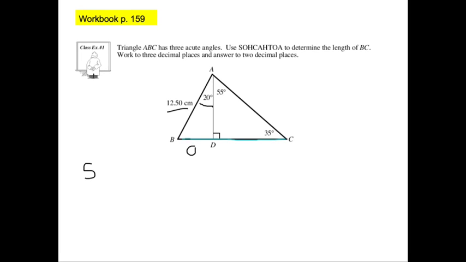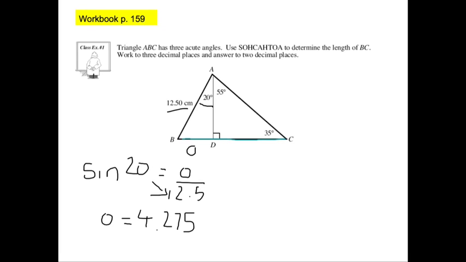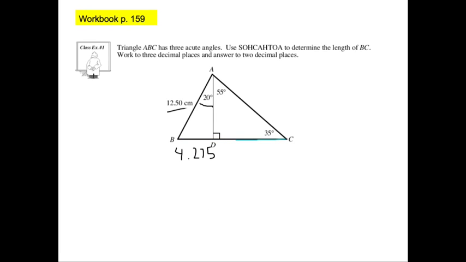So it's going to be sine 20 is equal to your opposite over your hypotenuse, which is 12.5. And when you multiply this together, you'll find that opposite is going to be 4.275, and that's BD.